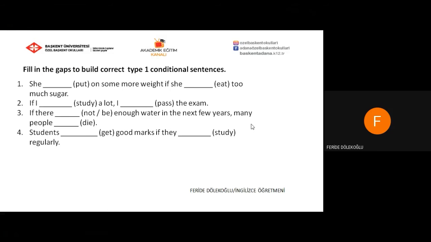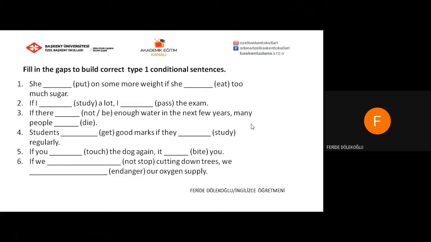Okay, we will continue with an exercise. We will fill in the gaps to build correct type 1 conditional sentences. Now I want you to remember the rule. In the if clause, we use present simple. In the main clause, we use will.